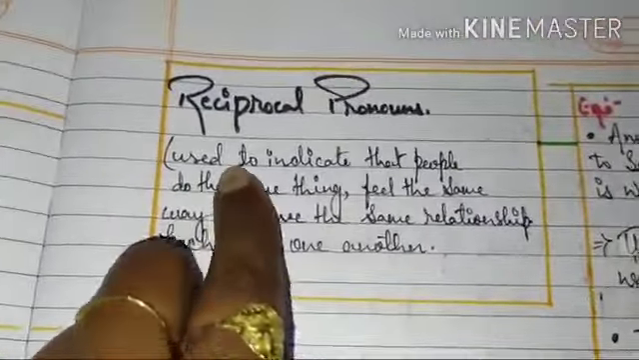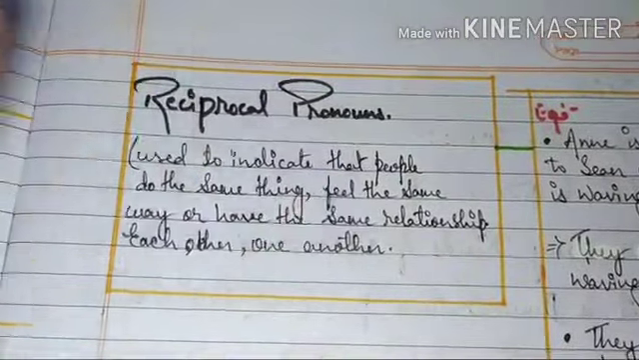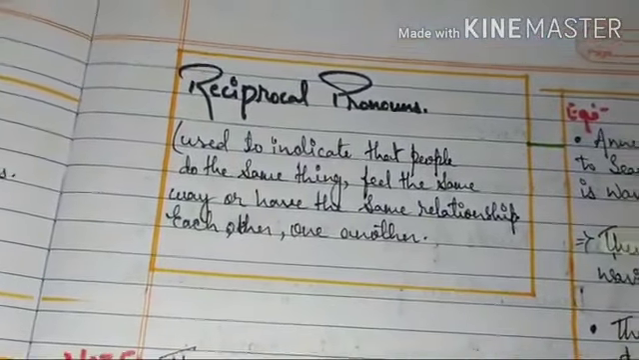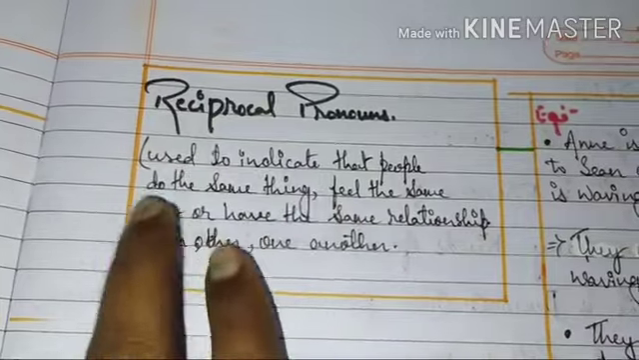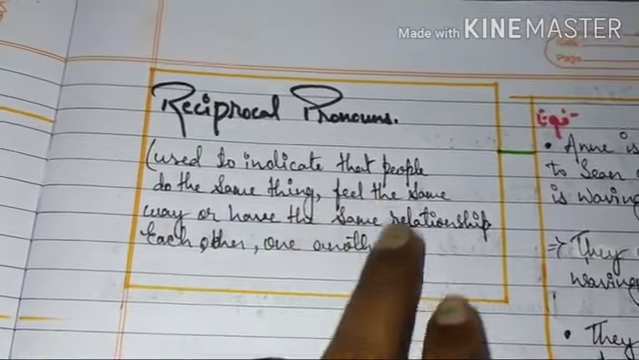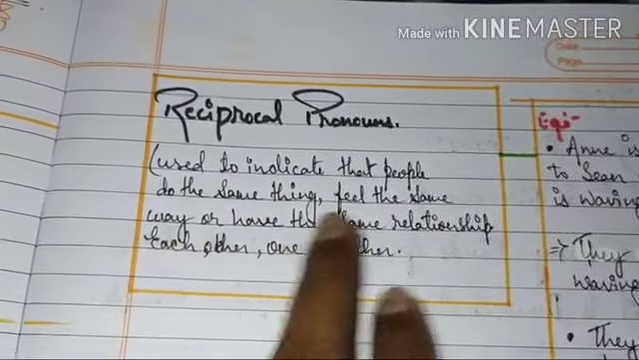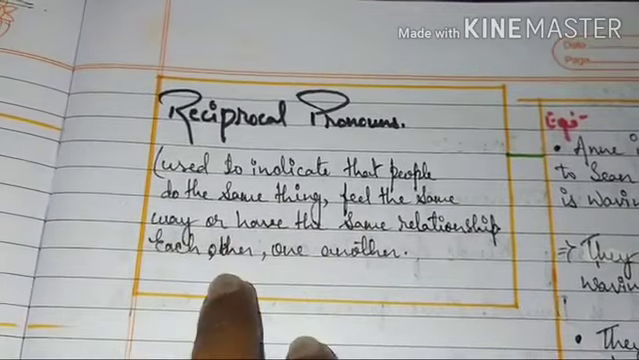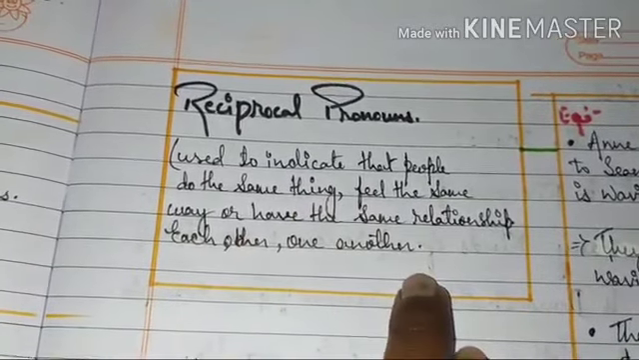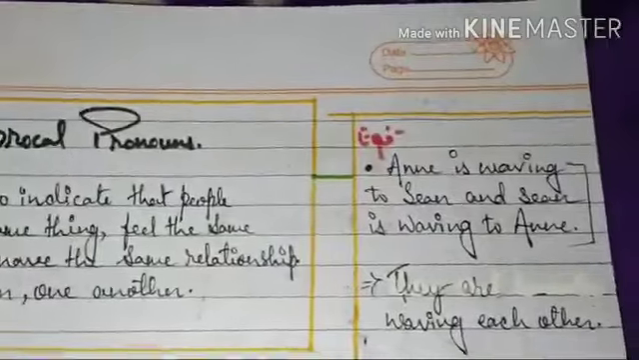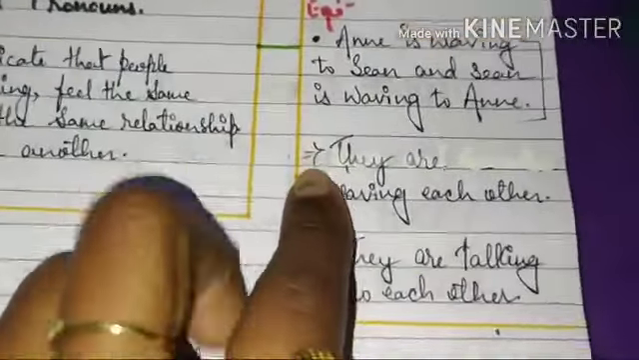Now at last we have reciprocal pronouns. Reciprocal pronouns are used to indicate that people do the same thing, feel the same way, or have the same relationship: each other, one another. How? Let's come to the example.